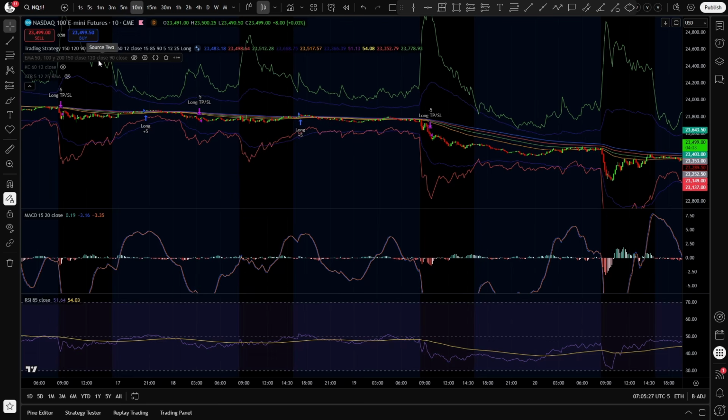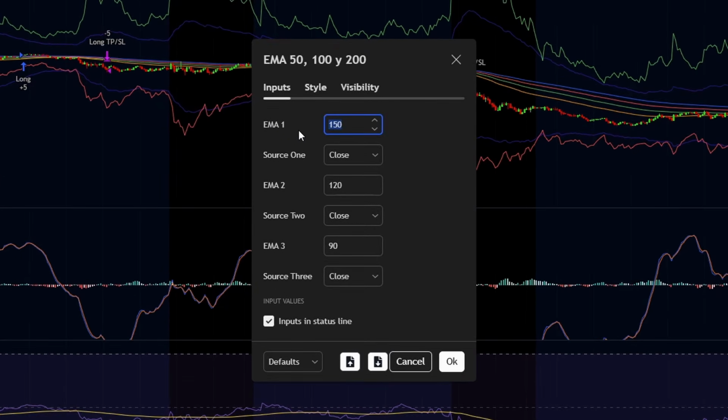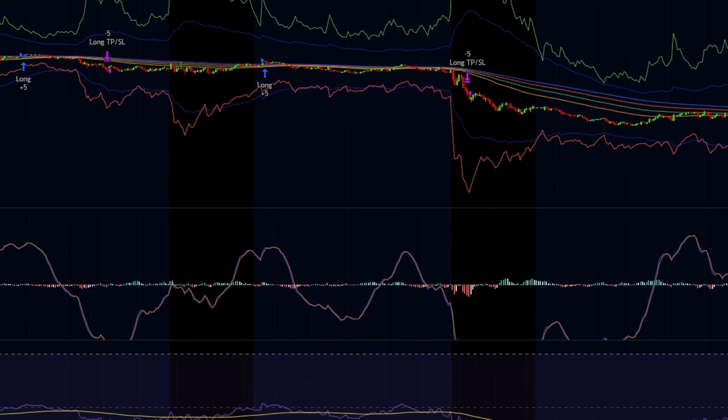Okay, now we have all the indicators on the chart, but as always, we need to change the settings for the optimized parameter settings. So let's open up the 3 EMAs first. Set the first one to 150 length, the second one to 120 length, and the third one to 90 length. In the Styles tab, you can color it however you like. I use these colors.